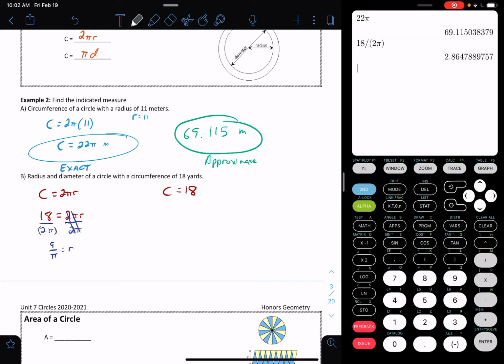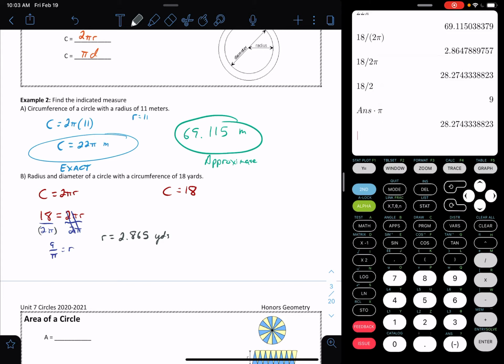All right, so the radius is going to be 2.865 yards, if I round that to the nearest thousandth. If I type 18 divided by 2 pi without parentheses, notice how that's 28.27. That is not the same answer, because what the order of operations is doing in your calculator if you forget your parentheses is taking 18 divided by 2 and then multiplying it by pi. That's not what we wanted to do. We wanted to divide all of 18 by 2 pi. So make sure you've got parentheses.